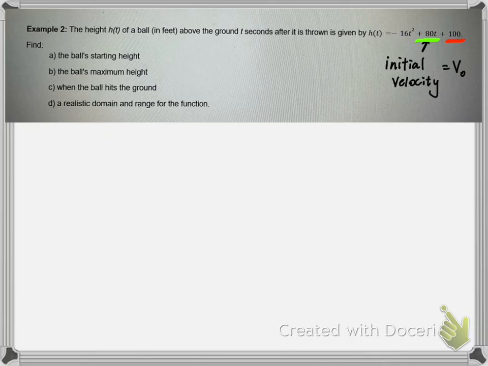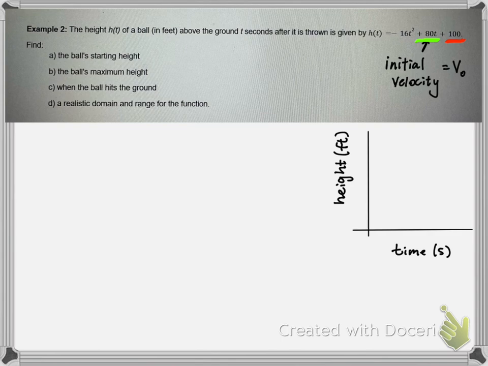In terms of this question, again, I would start with drawing a picture. What do we know? We know that the x-axis is represented in this case as time, and our unit is seconds. In terms of our y-axis, we're dealing with height, and our unit is feet. We know this is going to be a negative parabola because we have that negative 16t squared.